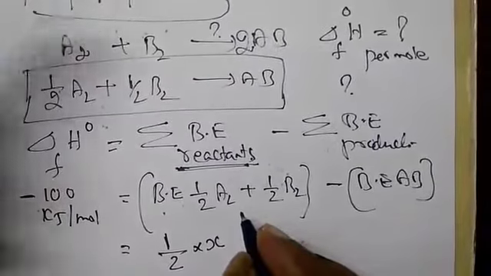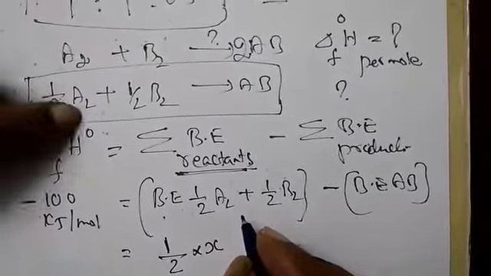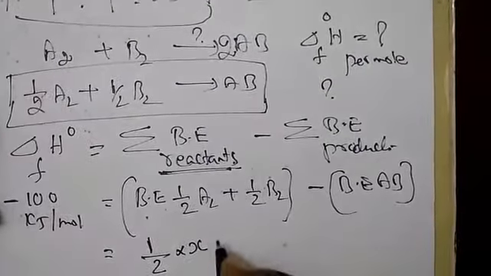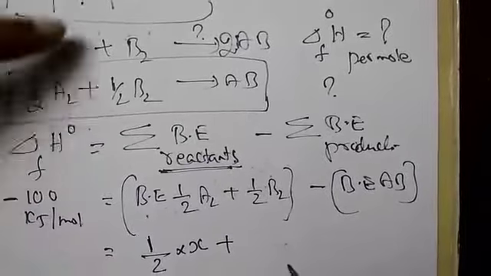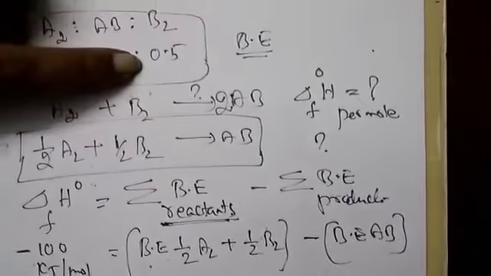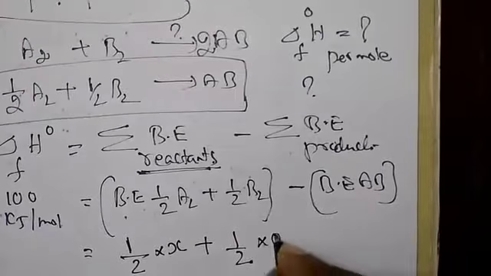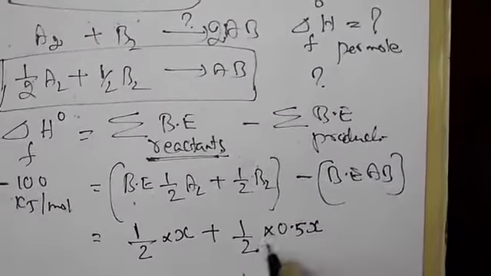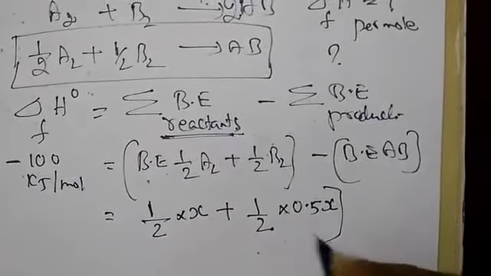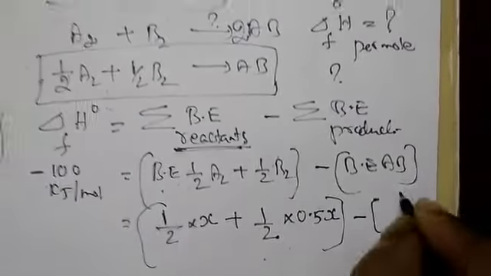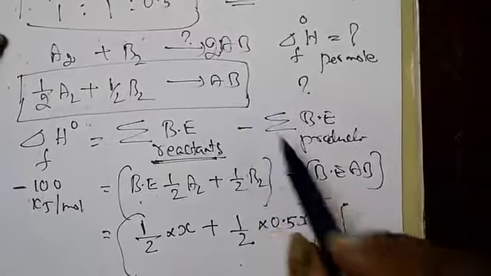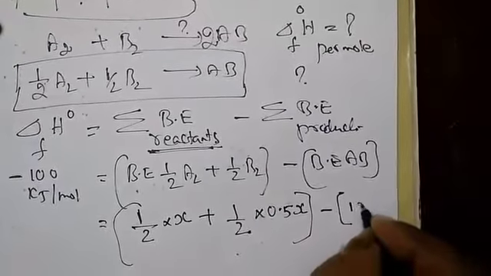So the bond energy in the case of A2 is taken as 1, so in the equation it is x. Then in the case of B2, the ratio given is 0.5 of x. That is, A2 is x and B2 is 0.5x. Now minus AB, which is given as 1, so here in the formula I am writing 1x.